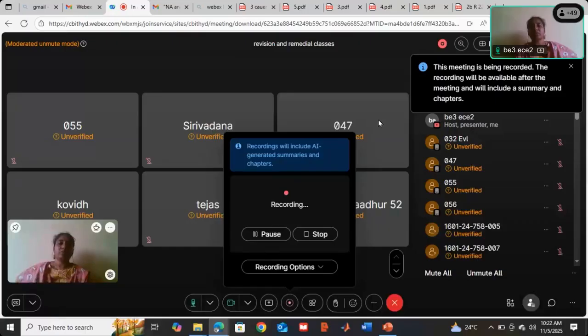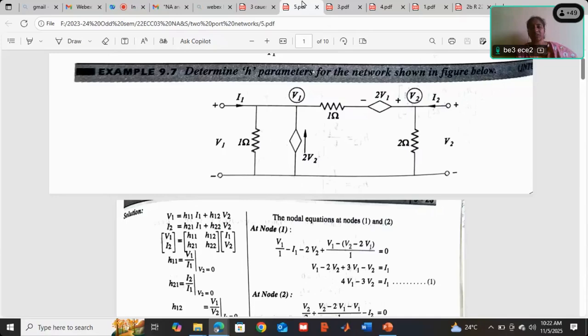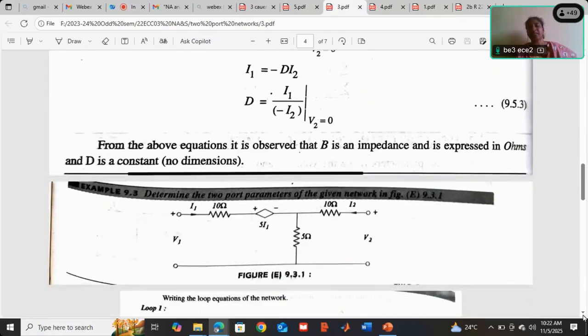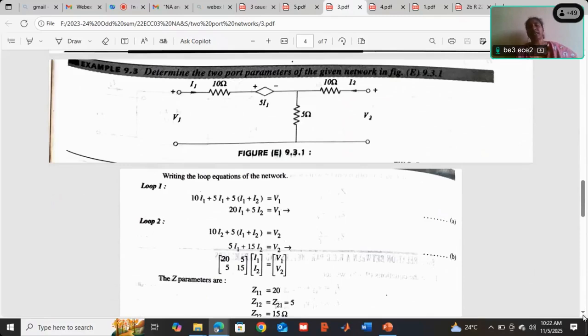one more small thing I will discuss in the two-port networks, and with that I will close the two-port network. If dependent sources are there, no need to worry. Just write the KVL, KCL equations and make the subject V1, V2 for calculating Z parameters, I1, I2 for calculating Y parameters. If you are calculating Z parameters, write KVL equation, don't forget. If you want Y parameters, write KCL equation, don't forget.